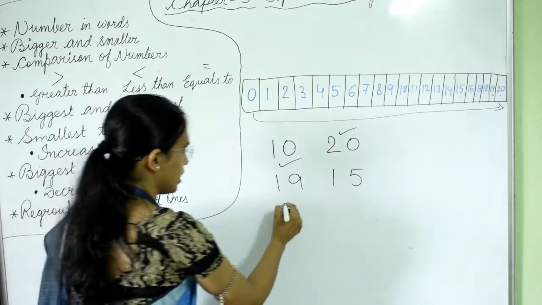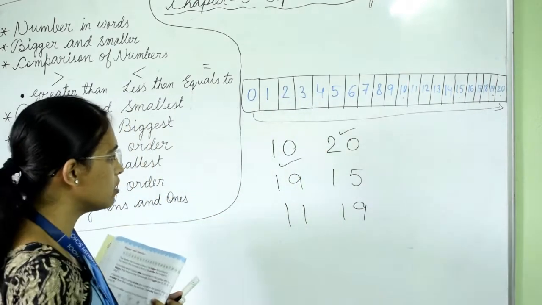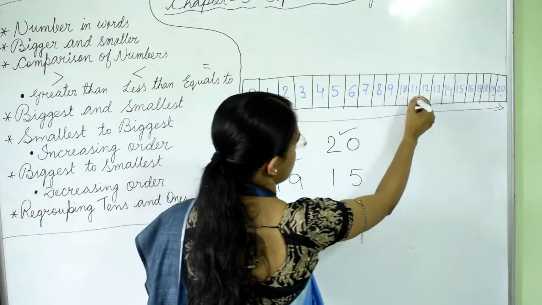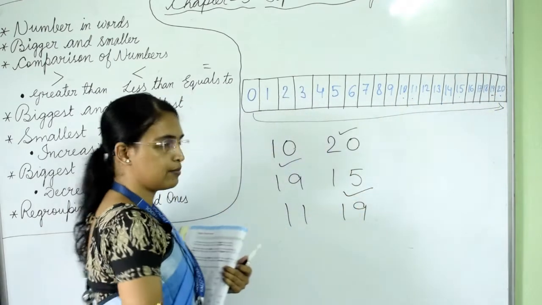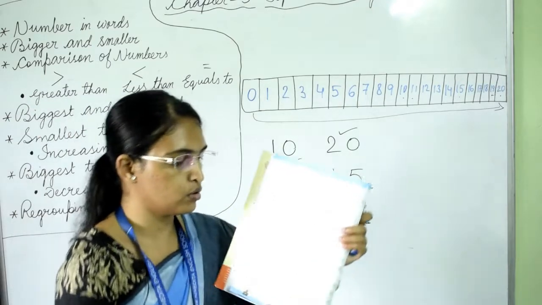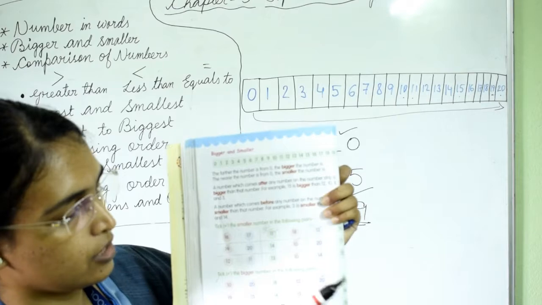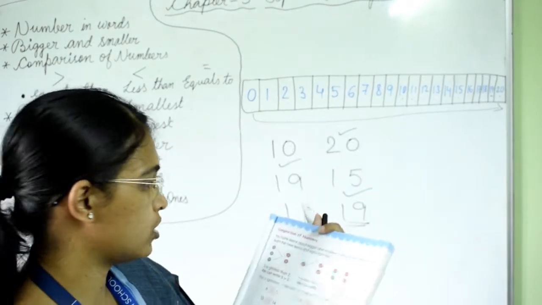Next is 11 and 19. Among these two numbers, which is far away from 0? 11 is here and 19 is here. So 19 is far away from 0. That means 19 is the bigger number. So in this way, do the rest of the part, this one and this one. This is your homework. Now turn the page, come to the next page.